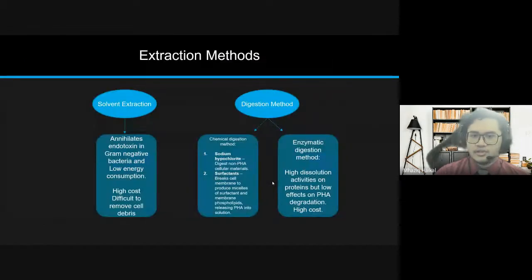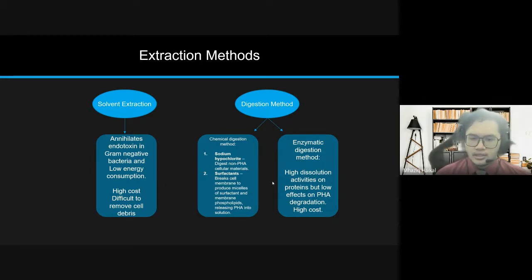And now, a few of the extraction methods that I include in this presentation is the solvent extraction method, which is used to annihilate the endotoxin. These are the benefits of using the solvent extraction method. Mostly it annihilates the endotoxin in gram-negative bacteria, while it also uses low energy consumption. However, this extraction method has a high cost, high price, and it is hard to recover the biopolymer, the PHA, because it is hard to remove it from the cell debris.